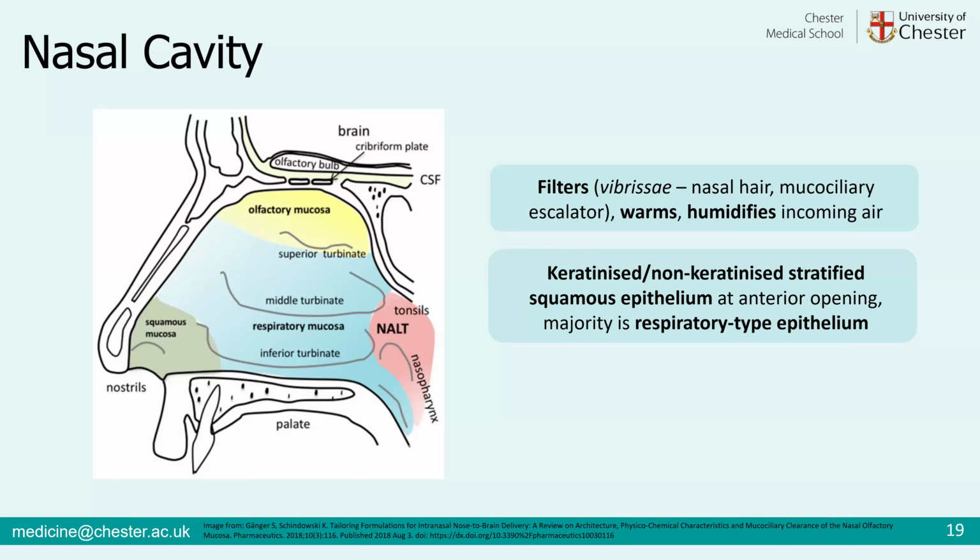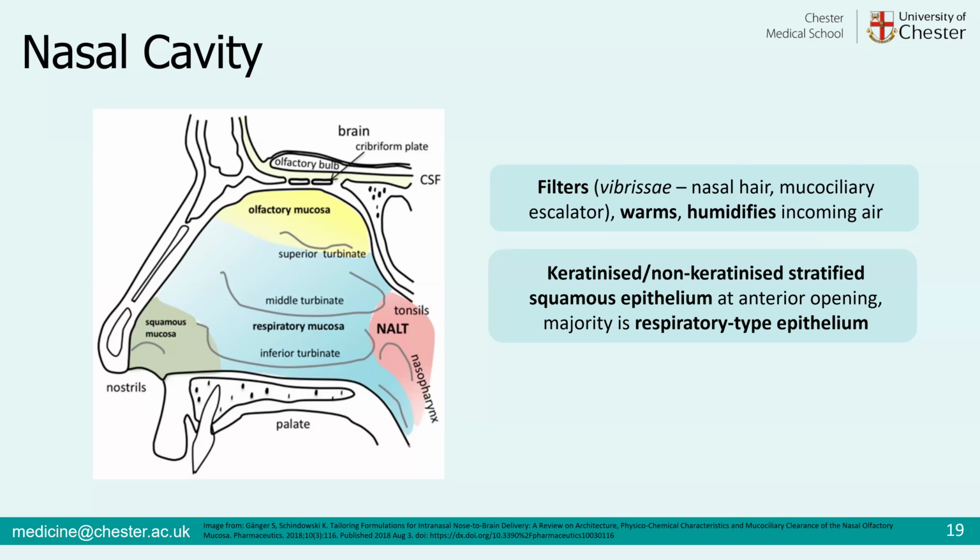As we enter the nostrils, the immediate interior is still that keratinized, stratified squamous epithelium. But then as we move more inwards, that turns into a non-keratinized, stratified squamous epithelium. And then in the large majority of the nasal cavity, we see that respiratory type epithelium. We see a transition from that external skin epithelium to that respiratory epithelium.